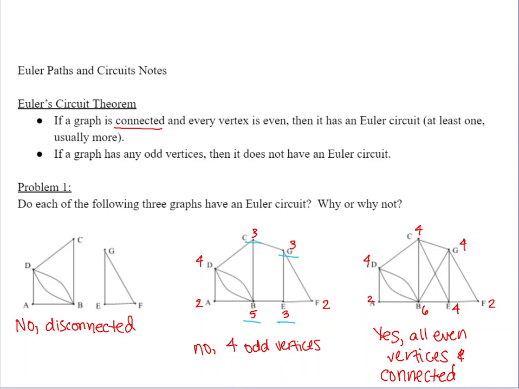I'm not going to make you find the Euler circuit right now. We'll get to that in a few minutes. So that's the first theorem.